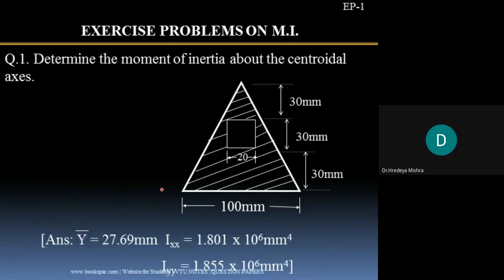Now let's start the exercise. The first exercise is to determine the moment of inertia about the centroid. Here the total distance is given as 30 and 30, this is 20 and this is 100. So this is a triangular shape, and in between there is a rectangular shape. Okay, so how are we going to solve this?